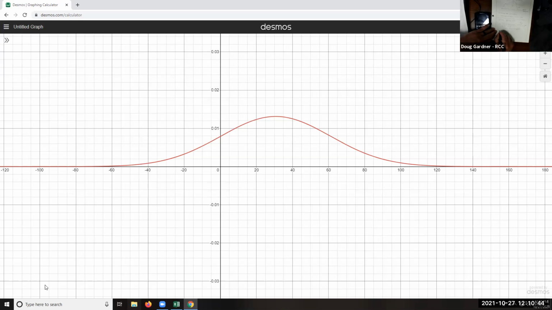Let's do another example. I've told you before that the mean body temperature, I think we decided, was like 98.6 degrees. And I forgot what the standard deviation was, so I'm just going to make something up. Say it's 1.2 degrees. So these are for temperatures.